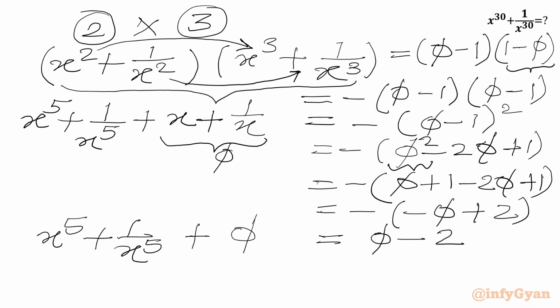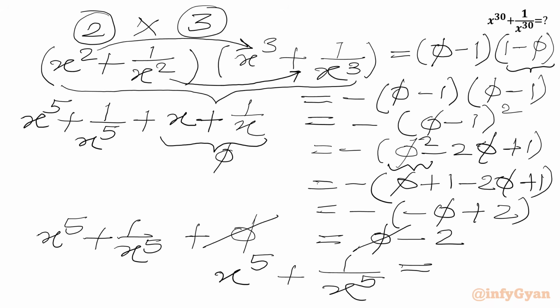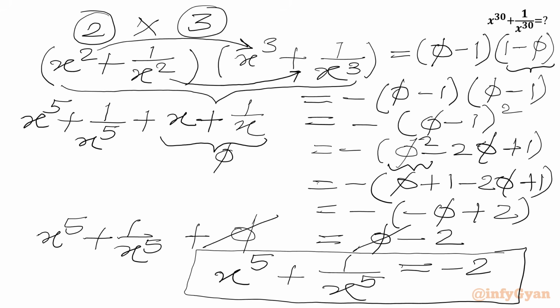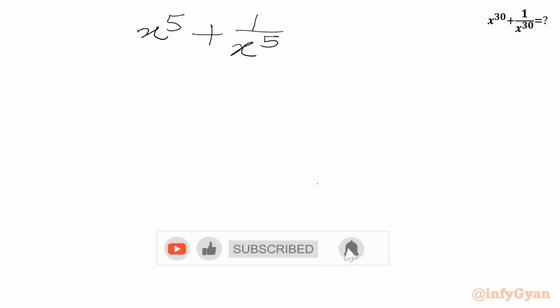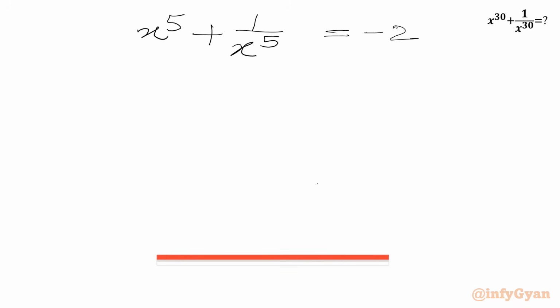Now we will subtract √5 from both the sides. And we are going to get one very important equation. We will write here x⁵ + 1/x⁵ equal to negative 2. Now I will be squaring this equation to get the value of x¹⁰ + 1/x¹⁰. So I will write here x⁵ + 1/x⁵ equal to negative 2.